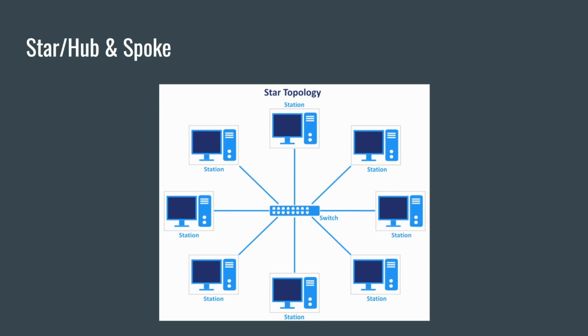Here's a diagram of the star network type showing that all of these stations are connected to the central network device, which is the switch.